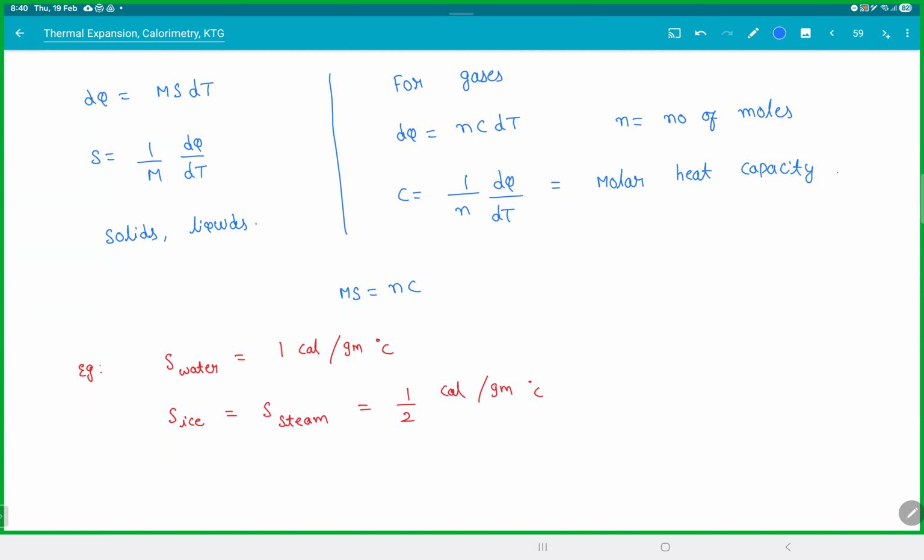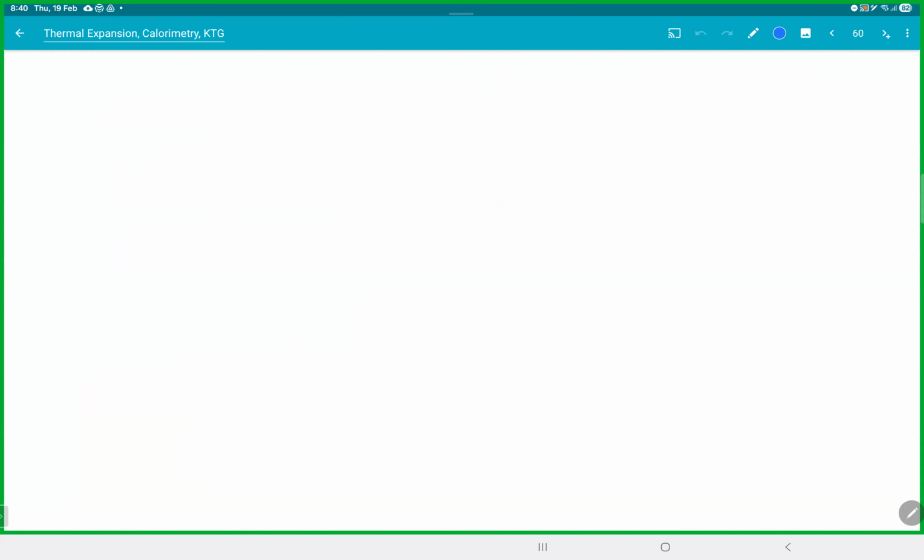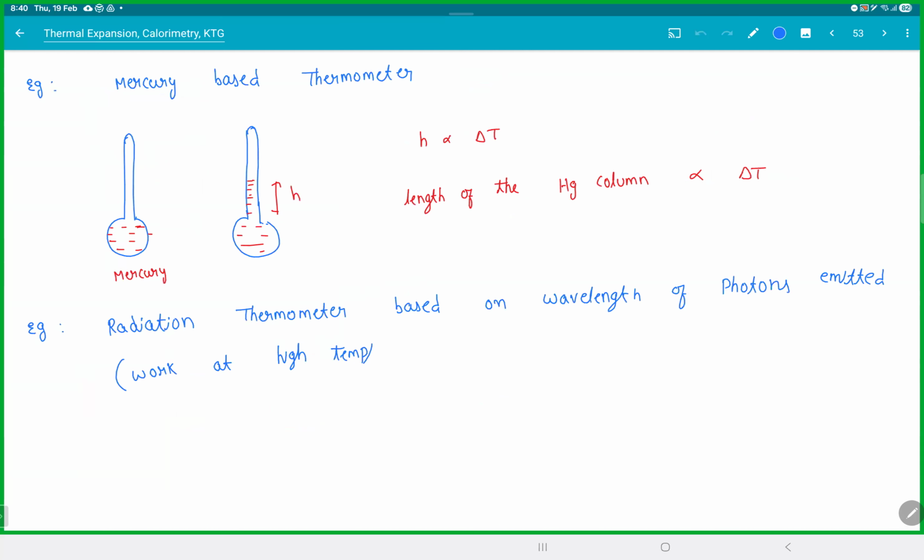So let me ask you a theoretical question. If you're constructing a thermometer, so for a liquid in a thermometer, remember the mercury thermometer? You have a bulb here filled with mercury, and when you give some heat, the mercury level rises.